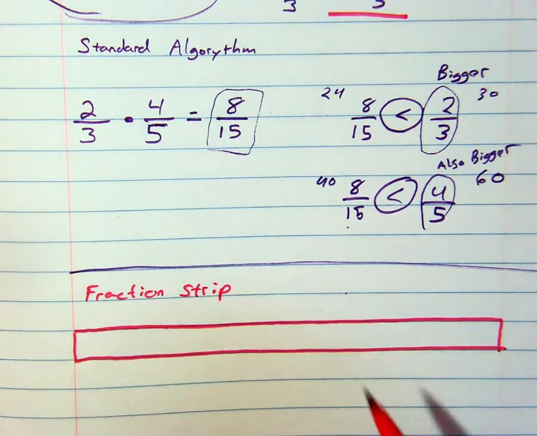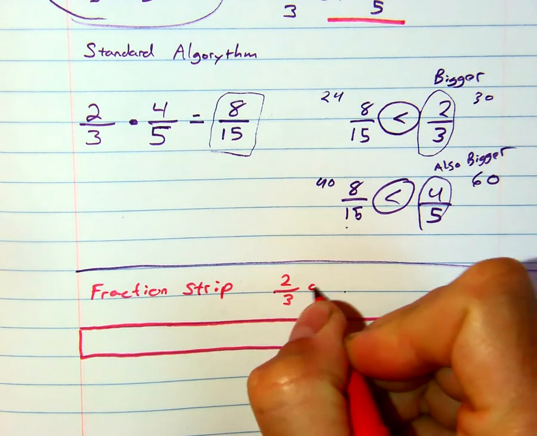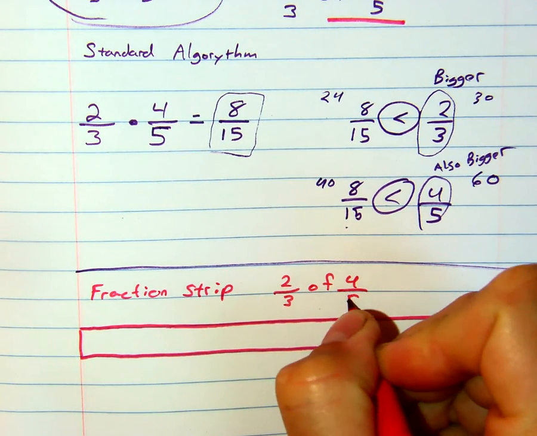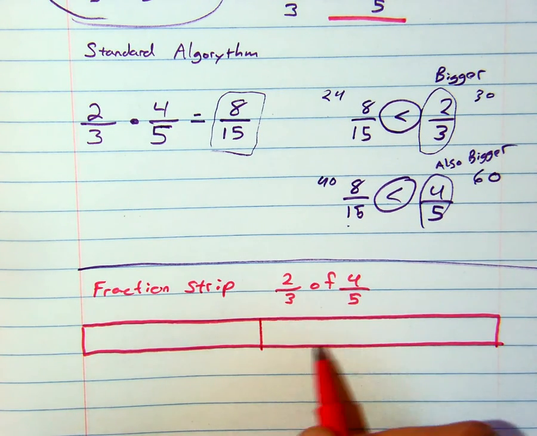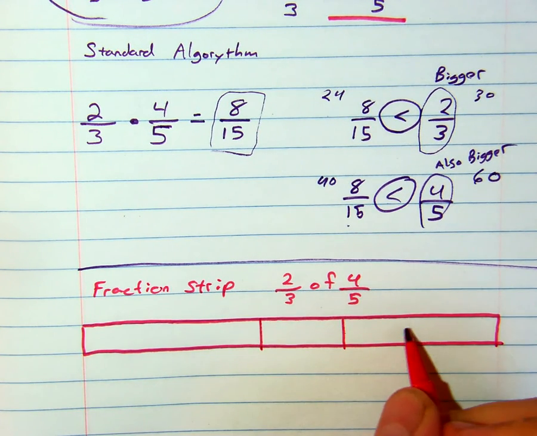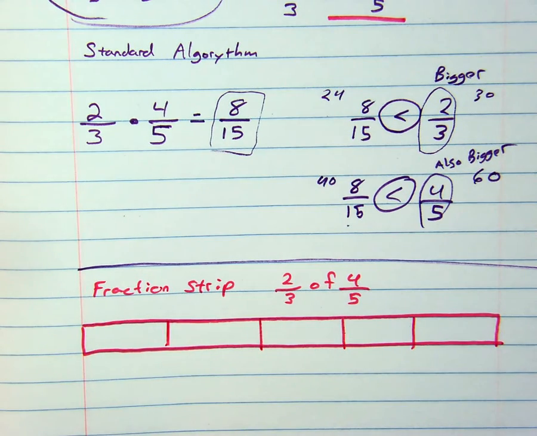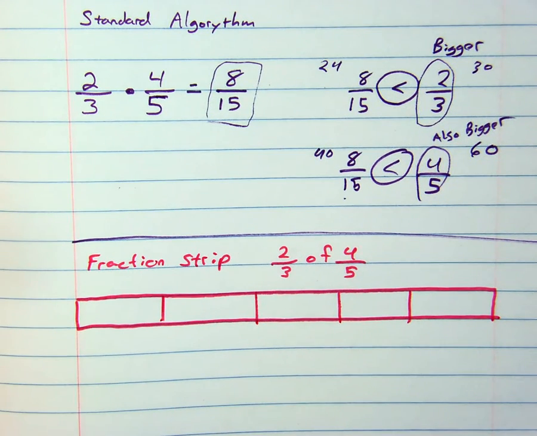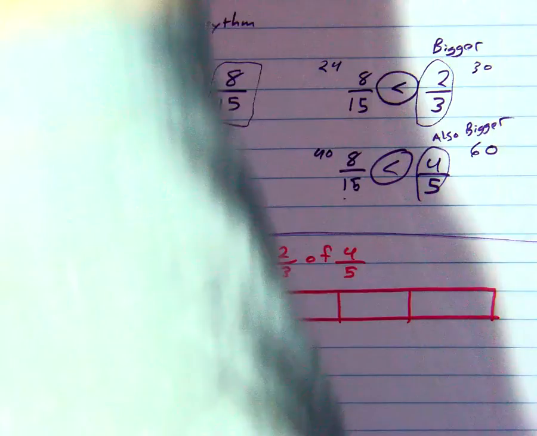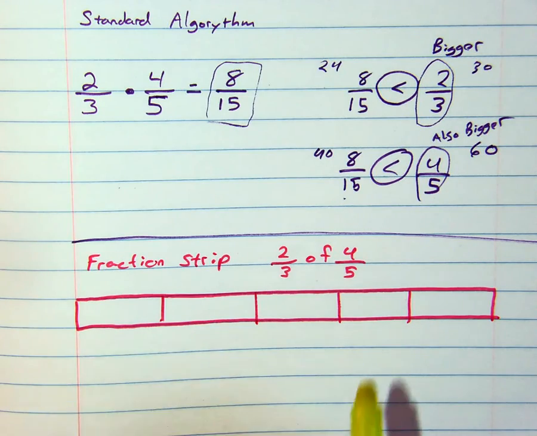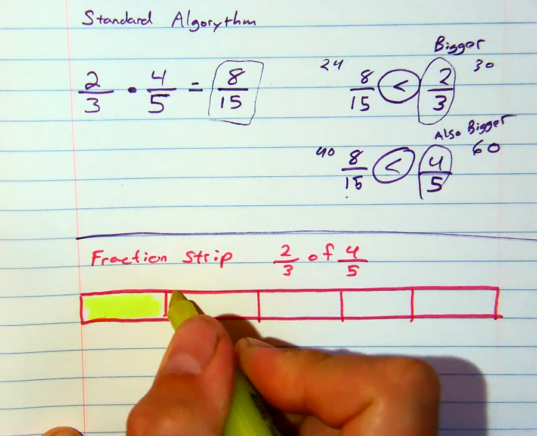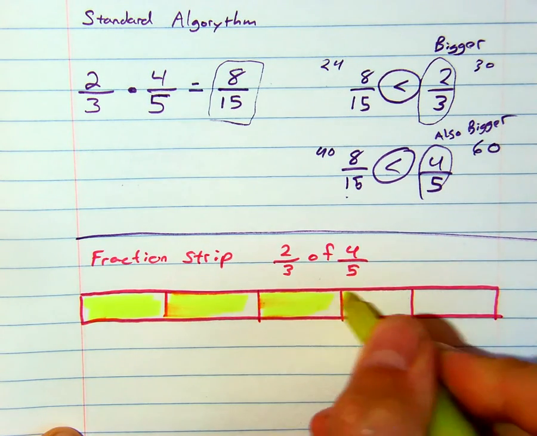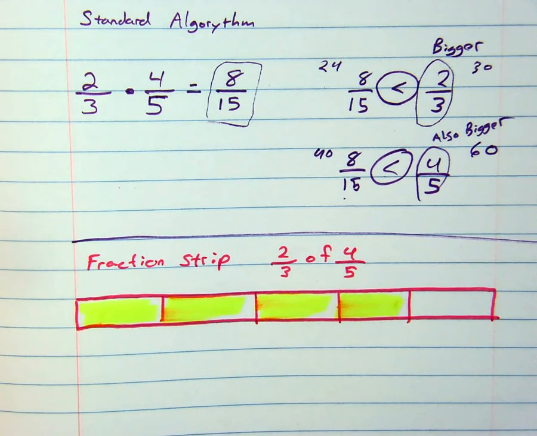And if I'm doing 2/3 of 4/5, I need to take this bar and cut this bar into 5 equal parts. Do that as best I can. It's pretty close. All right. Here's my highlighter. So I'm starting with 4/5, so that means highlight, highlight, highlight, highlight. I've got 4/5.